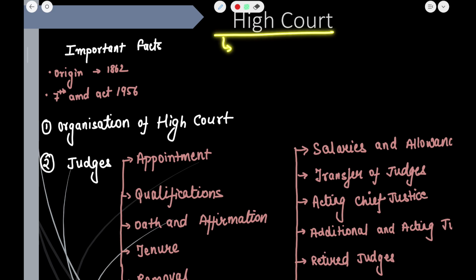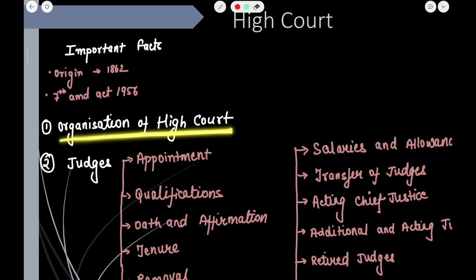Now let us see the High Court. If we talk about the provisions in the Constitution, this is mentioned under Part 6 of the Constitution, ranging from Article 214 to Article 231. Now, let us talk about the organization of the High Court. Every High Court consists of a Chief Justice and other judges, who are appointed by the President.